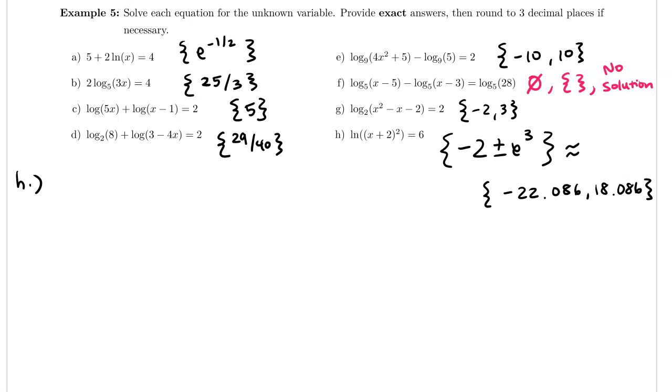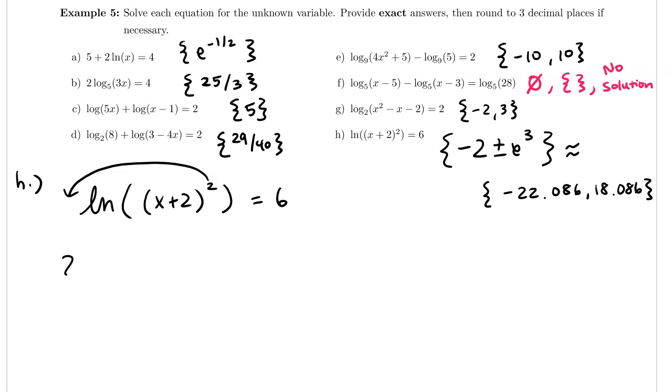Okay, so I went ahead and also rounded those to 3 decimal places. I just wanted to address as well, you might be asking, why were we not able to use the power rule for logarithms? So here I have this as my original equation. Why can't we bring the power on the outside? Well, let's do that. So I have 2 times the natural log of (x plus 2) is equal to 6.